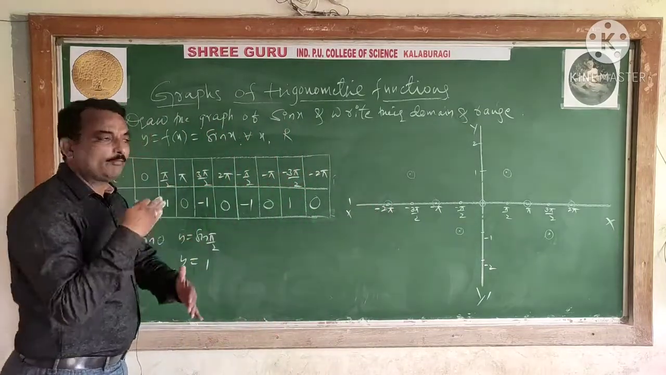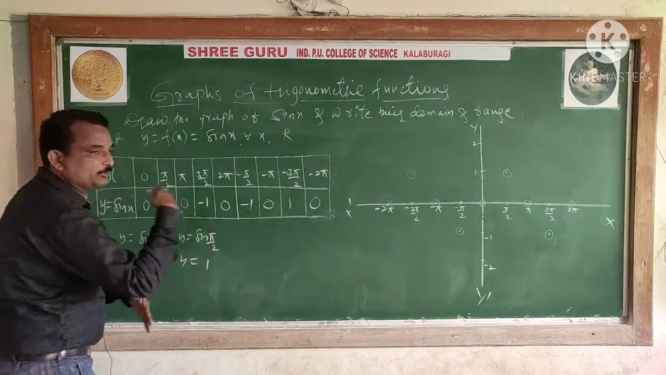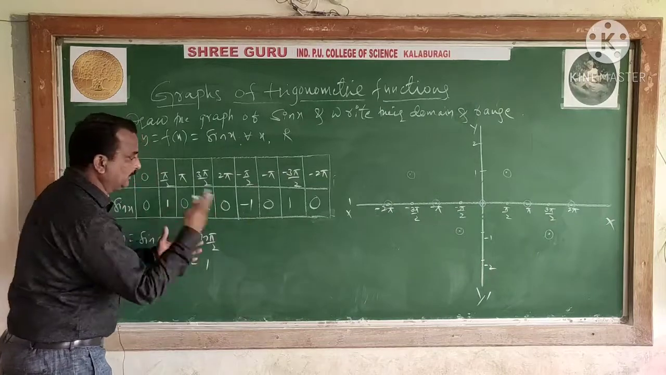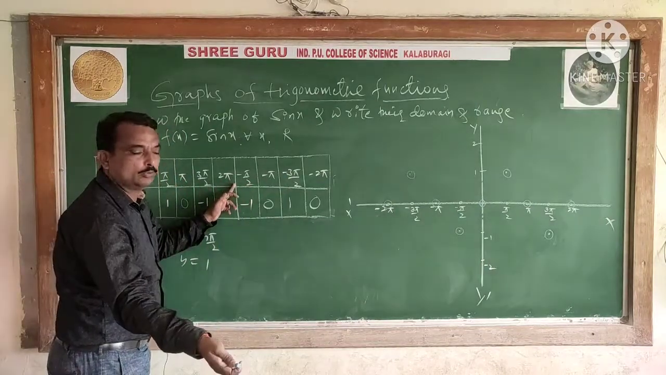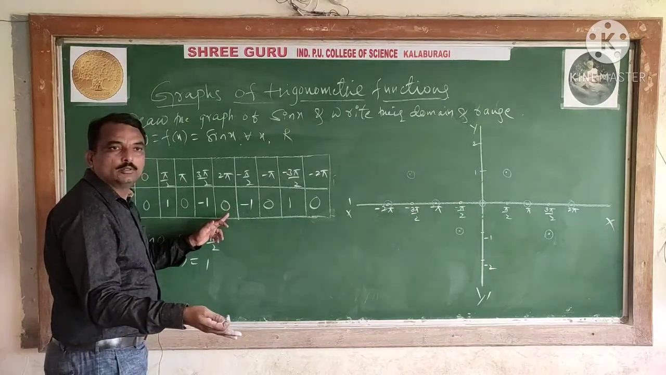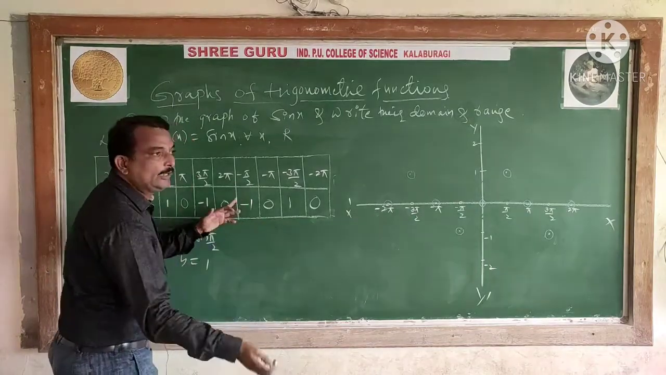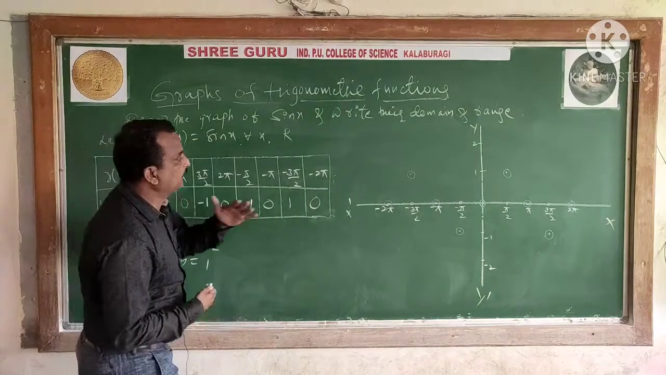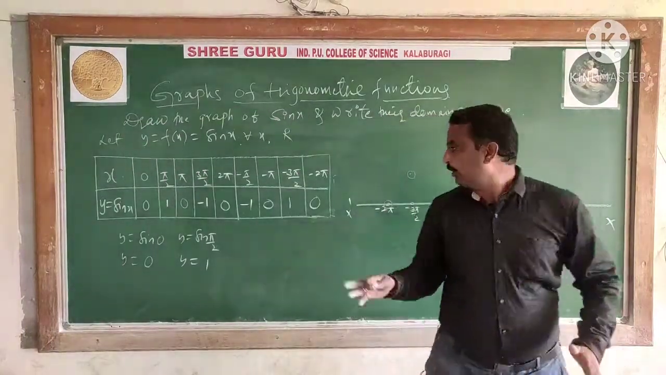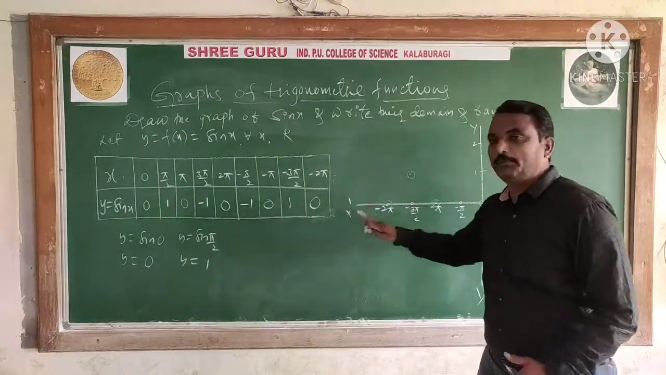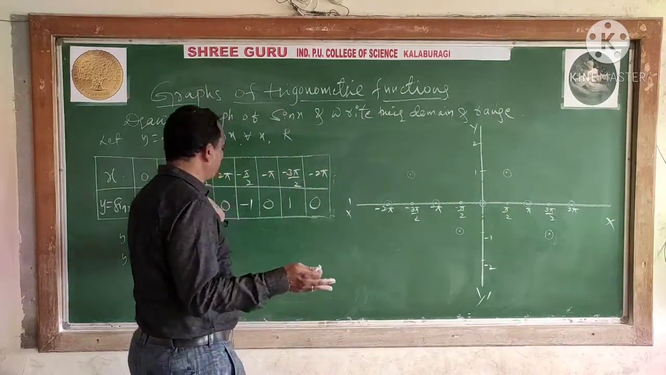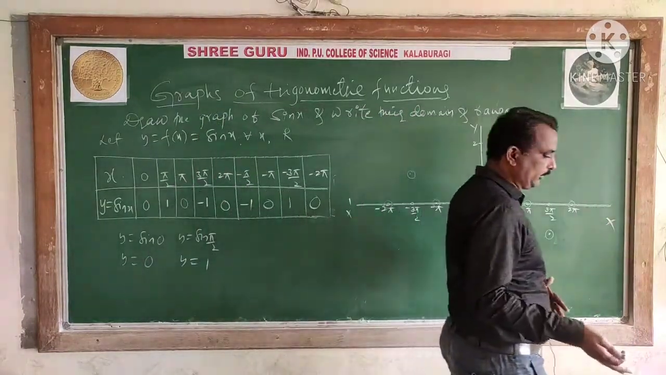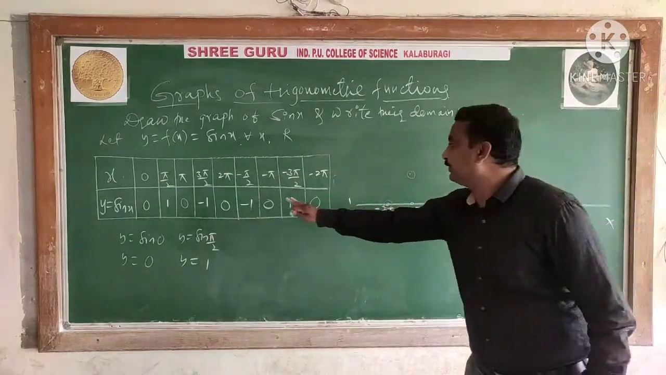See, the graph of this sin x oscillates between 0, 1, and minus 1. If you take values after 2 pi, like 5 pi by 2 and 3 pi, you get 1, minus 1, 0 like that. Here also you can take minus 5 pi by 2 and minus 3 pi. So it oscillates between 0, 1, and minus 1. These are the values. You see the graph here.